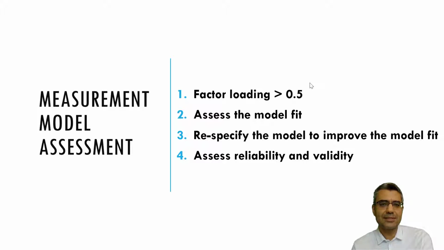So what do we do in this stage, measurement model assessment? We estimate the factor loadings, and then we check to make sure they are strong enough. The threshold we usually use is 0.5. This means we remove any factor loading less than 0.5, because we would say it's too weak. And then we assess the model fit, re-specify the model to improve the model fit, and assess reliability and validity. If you're ready, I want to show you how in AMOS you can do all these 4 steps.